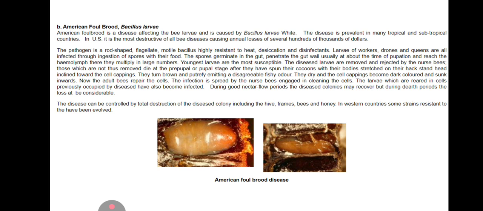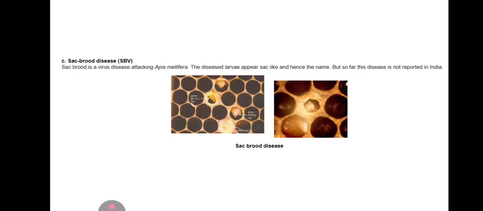During good nectar flow periods, the diseased colonies may recover, but during a dearth period, meaning during non-availability of pollen source or nectar, the losses are most considerable. The disease can be controlled by total destruction of the diseased colony, including hive, frames, bees, and honey. In Western countries, some resistant strains have been evolved.